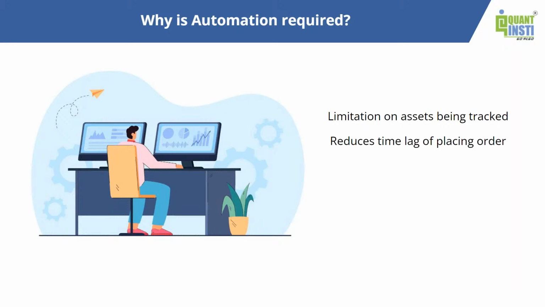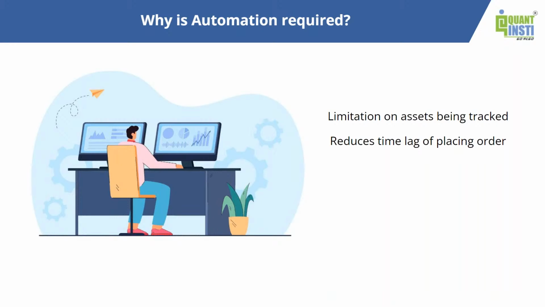Further, once you think that this is a good time to enter a trade with respect to any asset, you'll always take some time to analyze and place the order, right? But with automation, if you have automated the system based on a simple rule, once that rule is satisfied, the system automatically places the order. So there's no time lag.